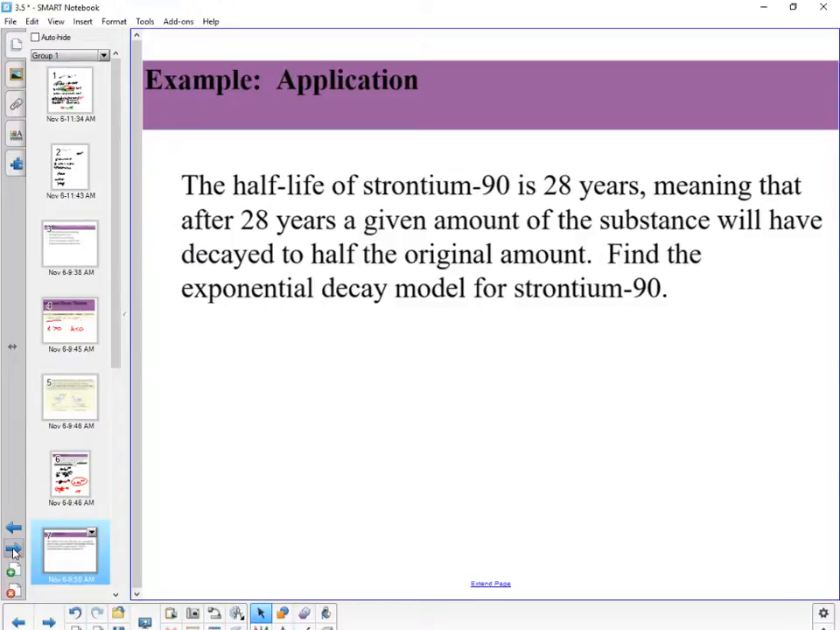So, the half-life. That means the full life. What's the next year? 56. So.